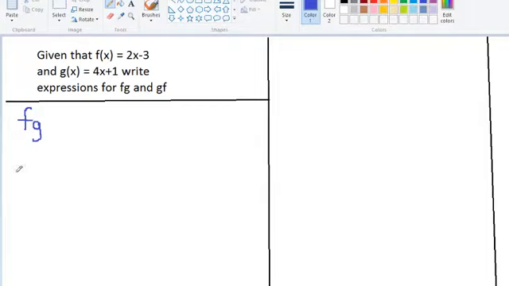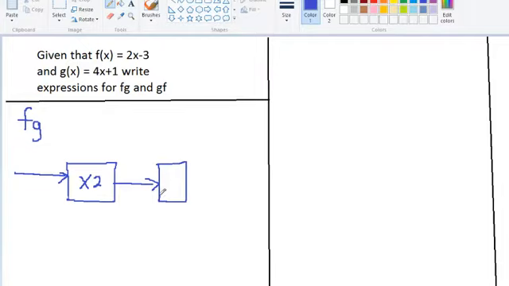Now we have to construct the number machine for function f. Okay, so we do that. We ask ourselves, what is the first operation being done on x? The first operation is x is multiplied by 2. Afterwards, what is the second thing that is done in the function? The second thing is subtract 3. And then there's our final output.